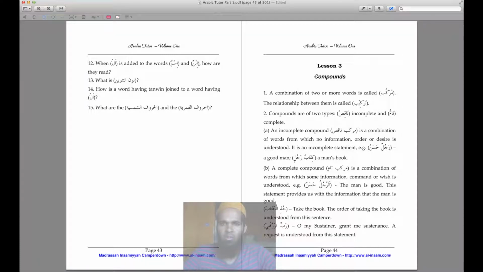We're going to discuss compounds in this lesson. A combination of two or more words is called murakkab. The relationship between them is called tarkib. Compounds are of two types: naqis, something that is lacking fulfillment or completion, versus tam, which is a complete sentence or phrase.